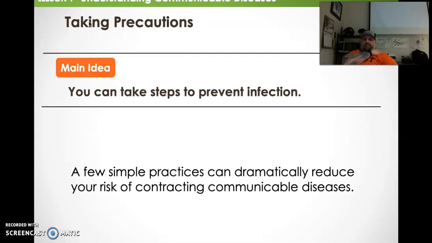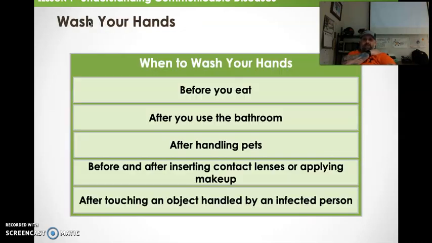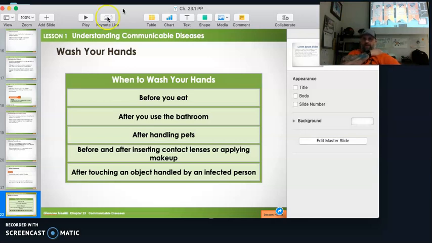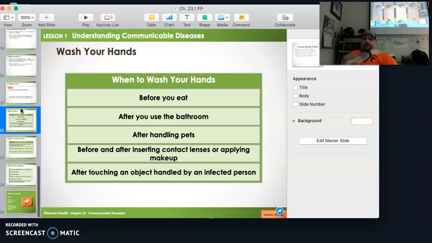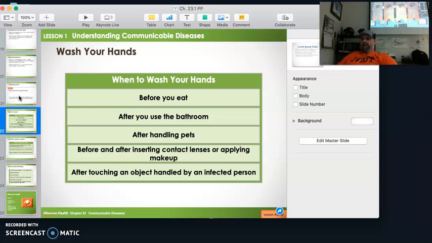Okay, so taking precautions. You can take steps to prevent infection. A few simple practices can dramatically reduce the risk of contracting communicable diseases. I think we're a little bit more scared nowadays, just because of the world that we're living in. But taking really good care of yourself and how you wash your hands and how you try to stay away from touching your face. I think at least for now the days of handshakes and things like that are going to be gone. People need to be careful with contact, especially with people that they are not sure of.